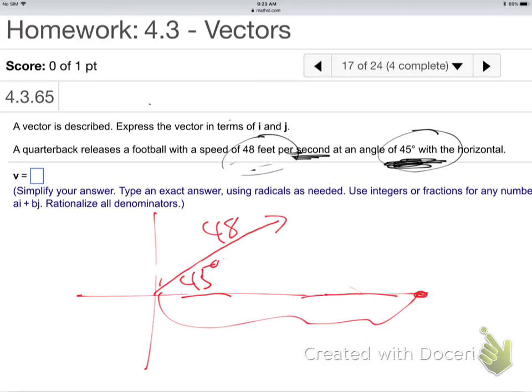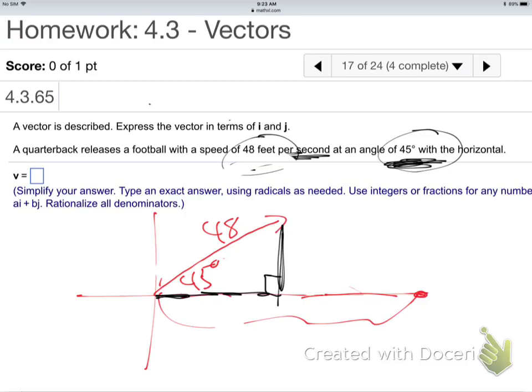So what we want to do is turn it into an I and a J. We want to find an I, how far over, and a J, how far up. Make a right triangle, because I and J are always at 90 degrees to each other, right? My job is to find the I and the J. Change from the angle and length talk to the IJ talk. Change languages, same vector, different language.